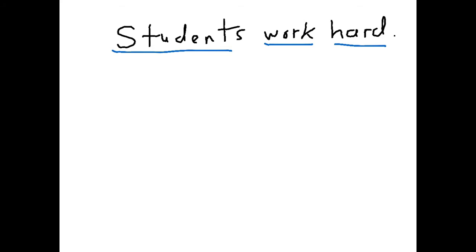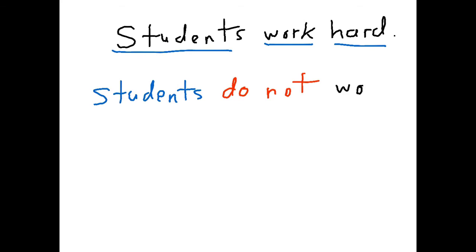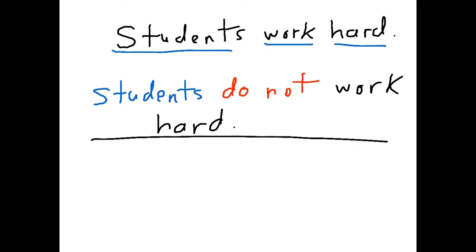So we need the same subject, students. Then we need the auxiliary do plus the negative. Then the verb, of course. And we finish with the complement. Students do not work hard. So this structure of the negative works for all verbs in English. All verbs except one. There's only one exception to that rule. And the exception is the verb to be.